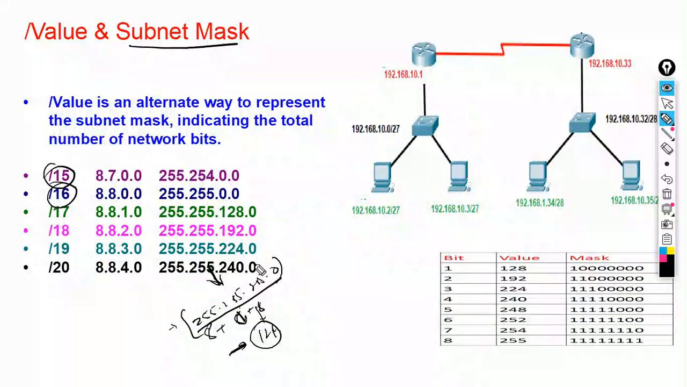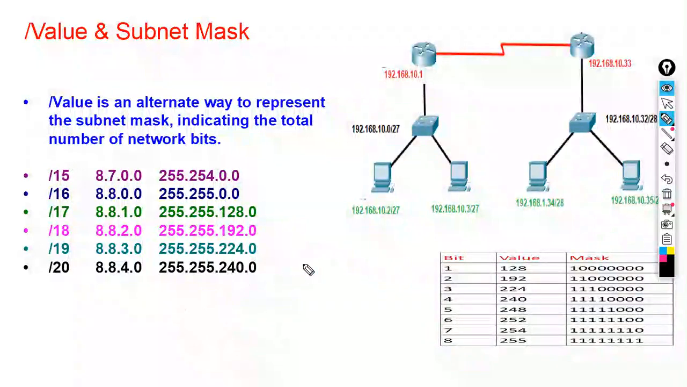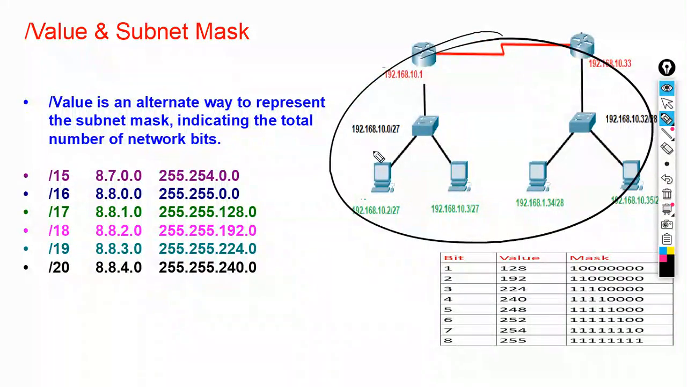But what is the use? If you already have the subnet mask, why have the slash value? Let us try to understand. This slash value is used to save space in your documents. Let us say you are doing some documentation. In the documentation, you will draw your network and provide the IP addresses. Then you need to provide the subnet mask also in the same document.